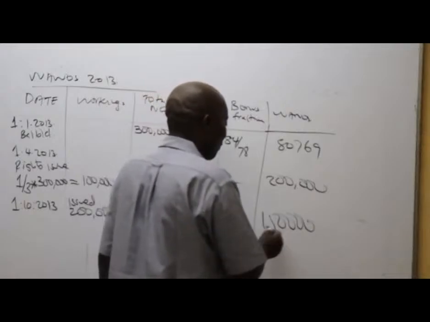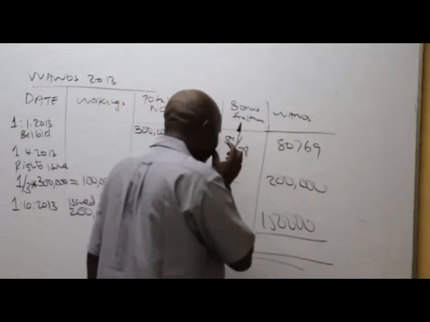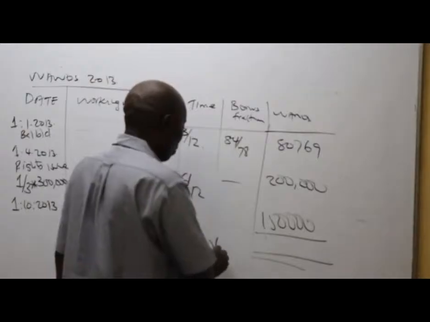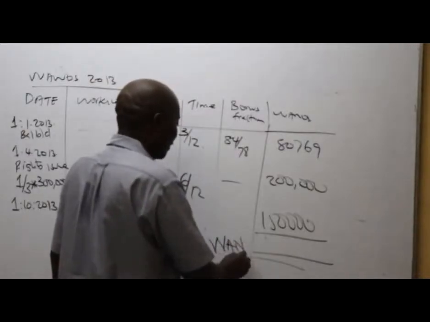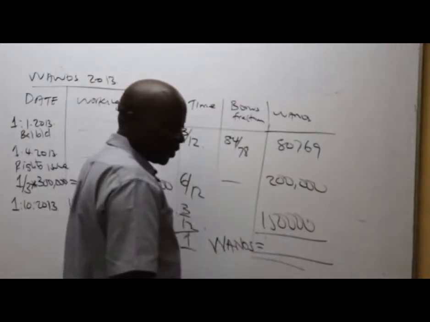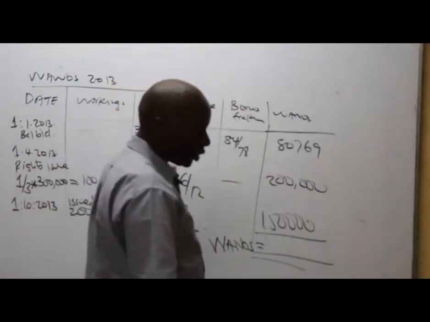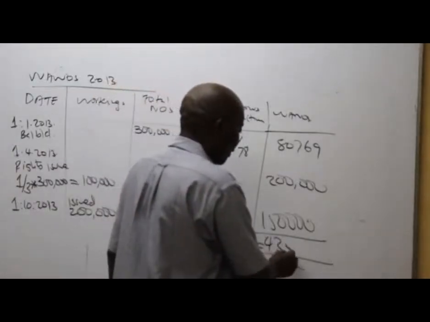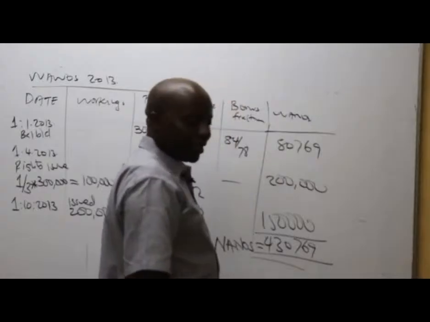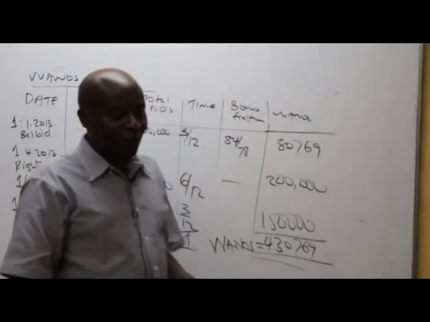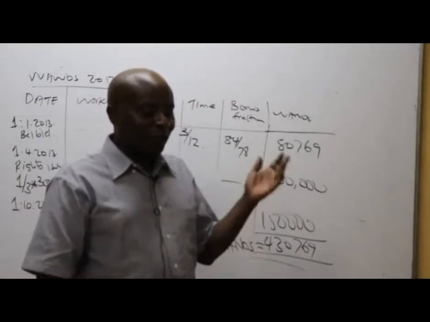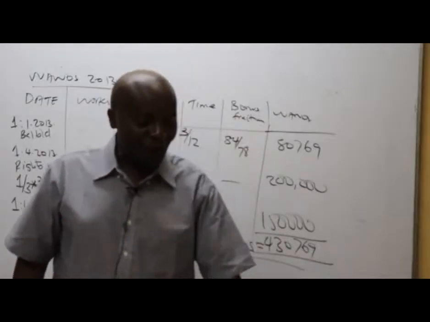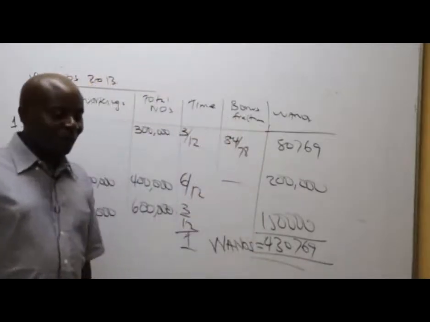Therefore, the total one-nos, itakuja kuwe ngapi? 430,769. Is there again a student who used a different formula, but at the end of the day, we have gotten the same answer?